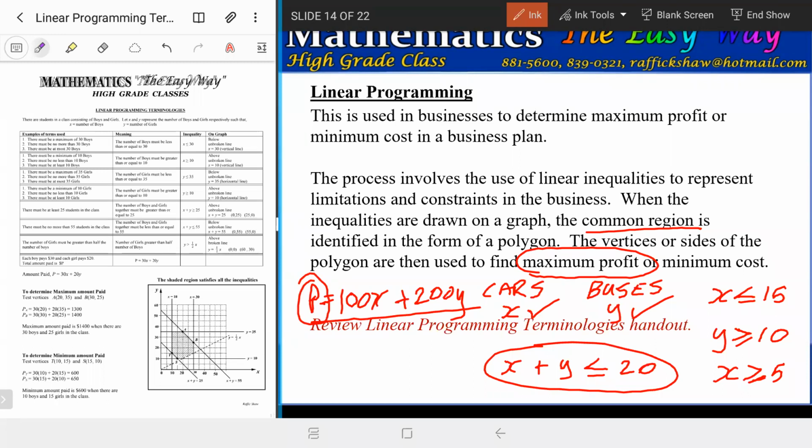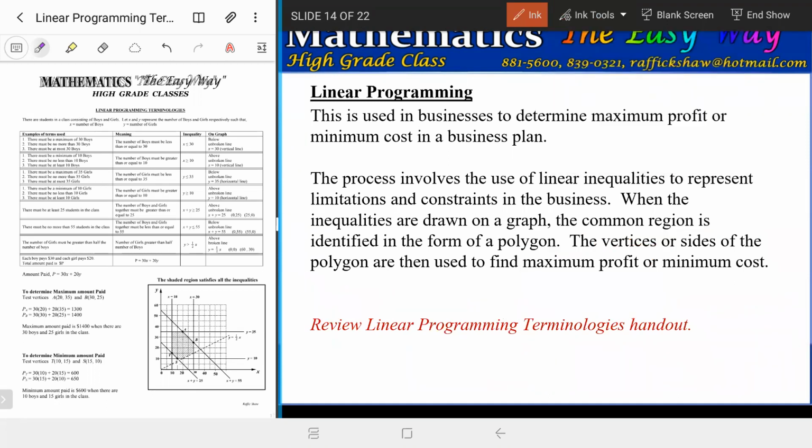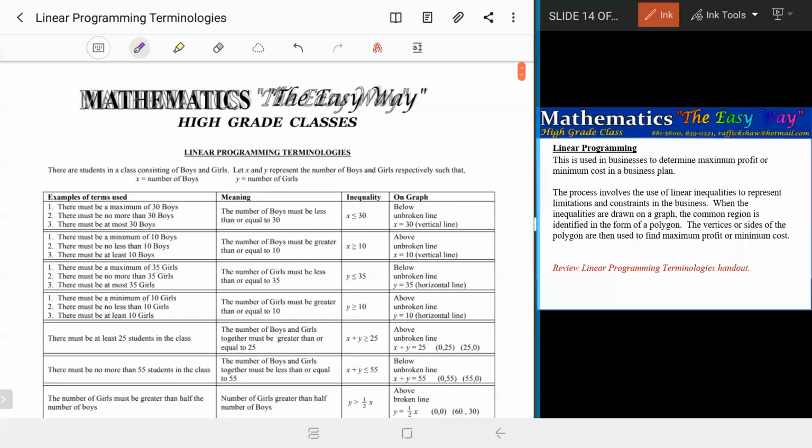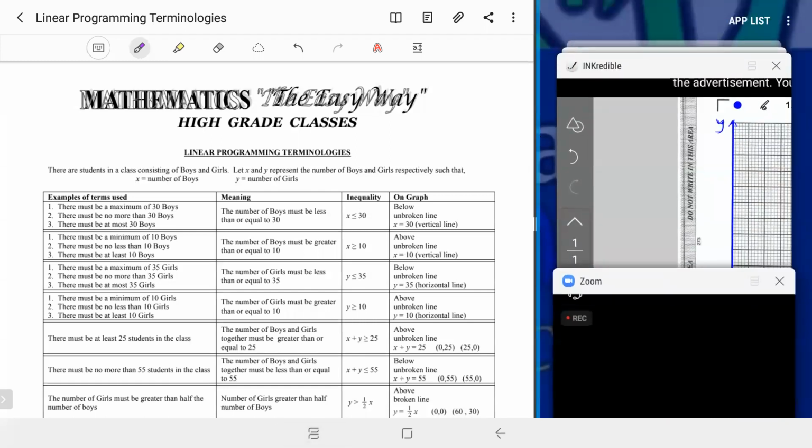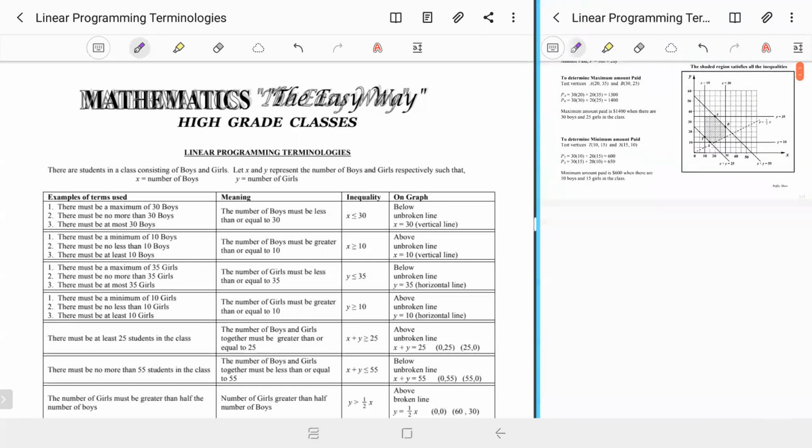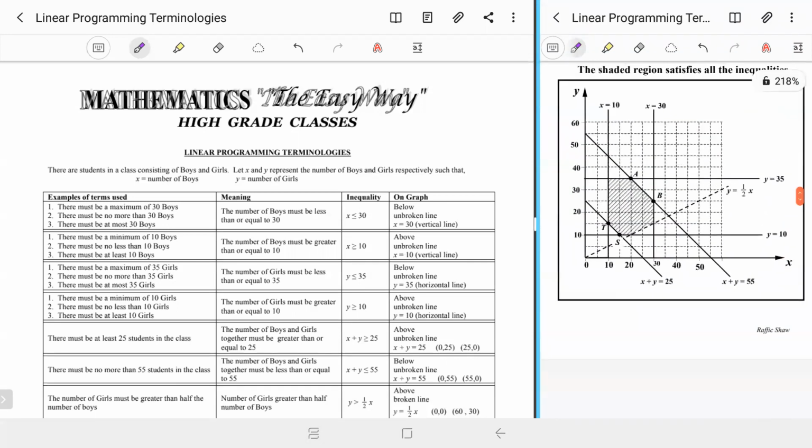So to find the maximum profit, now you go to one of the vertices of the common region, which we normally shade. All right. But the only thing left to do now is to actually do examples. So what I'm going to do now is look at some of the terminologies that they use when they're doing these things. And then I'm going to show it on a graph.